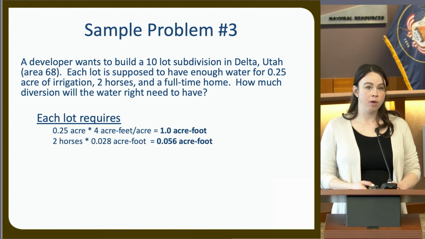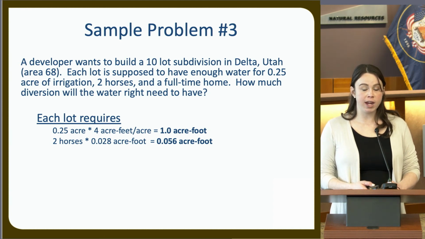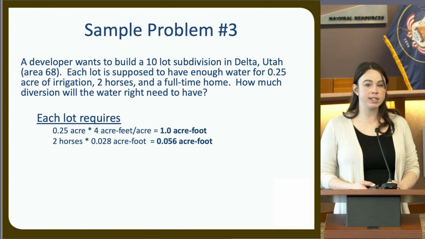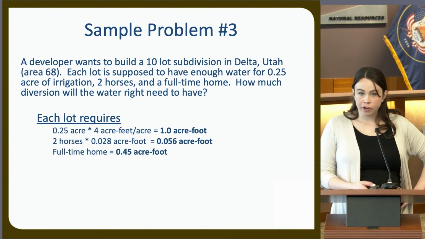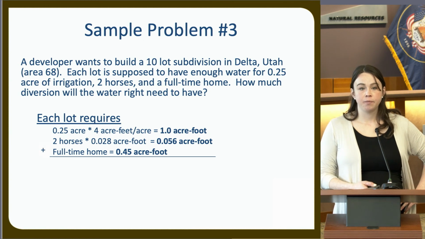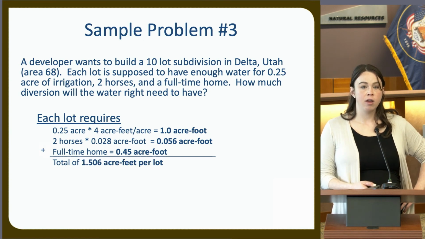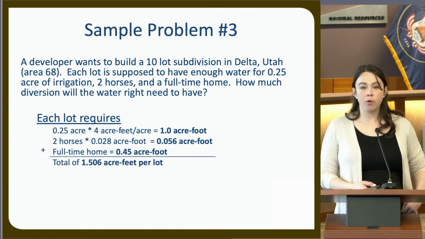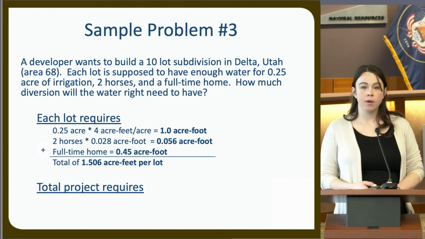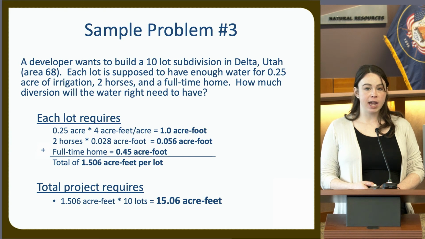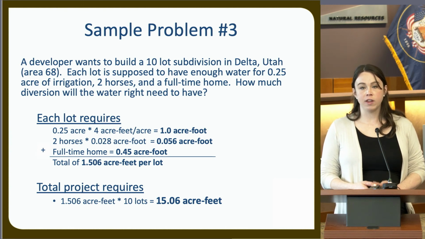around each home. The 2 horses, multiply that by that fixed rate of 0.028. He needs 0.056 acre-feet for the livestock. We know a full-time home is 0.45 acre-feet. So we add those together. Each lot will require 1.506 acre-feet, but he wants to have 10 of them. So we'll multiply that by 10. He needs 15.06 acre-feet total for this project.